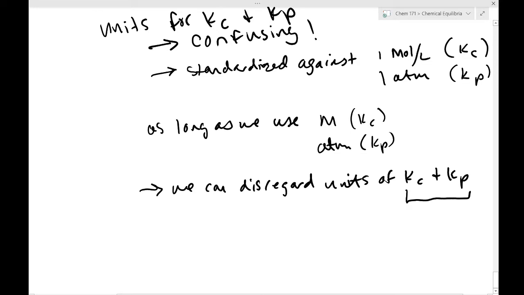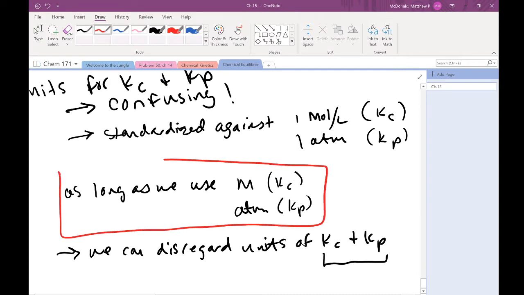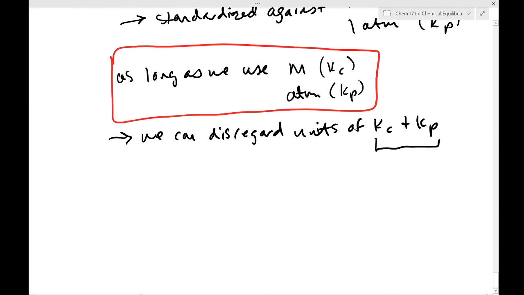This is not an April Fool's joke, I promise. You can disregard the units of Kc and Kp as long as you make sure that you always use units of molarity for Kc and you always use units of atmospheres for Kp. As long as you do those things, you can completely disregard those units. Okay? You're welcome.